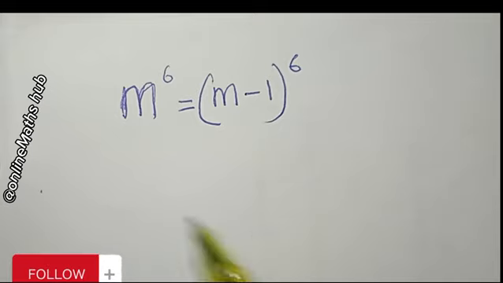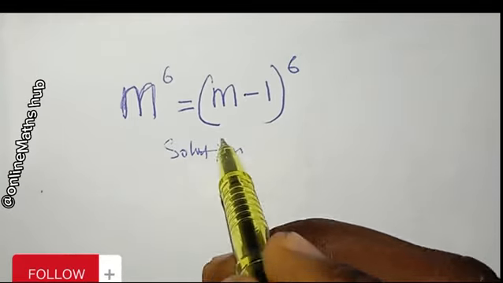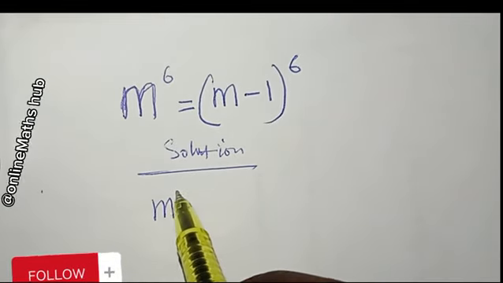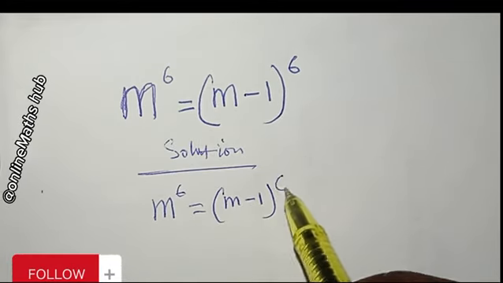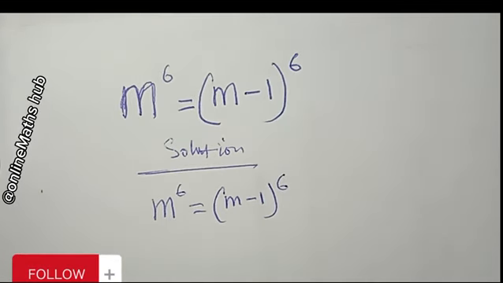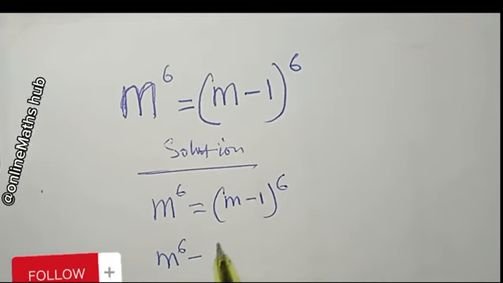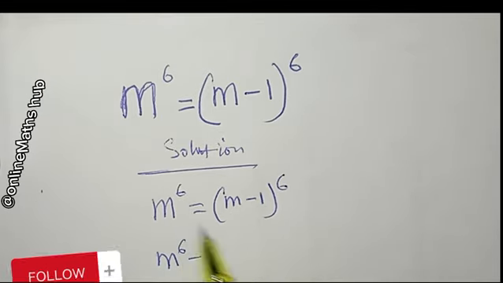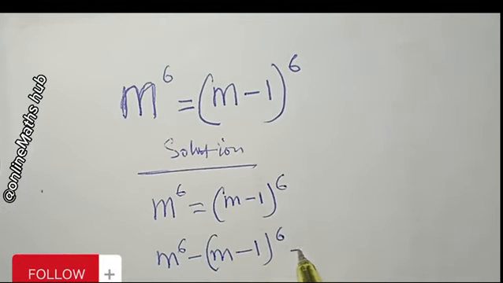Now, what I want to do is start by writing solution. I'll repeat the question: m power 6 is equal to (m minus 1) all power 6. I want to move the term at the right hand side to the left hand side, so that we have m power 6 minus (m minus 1) power 6 is equal to 0.